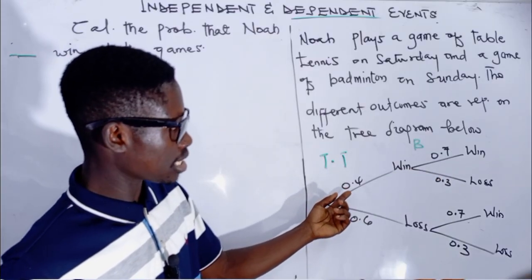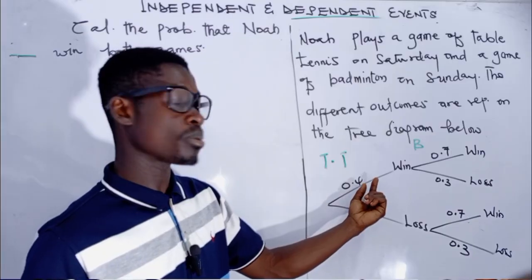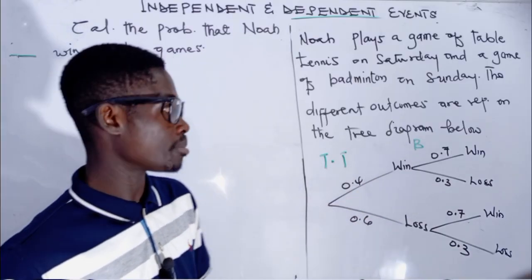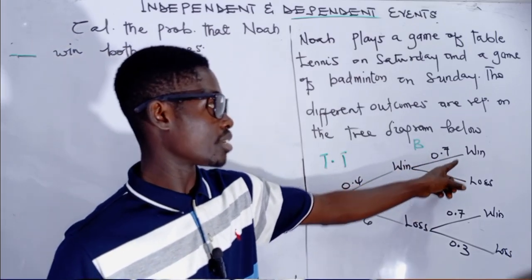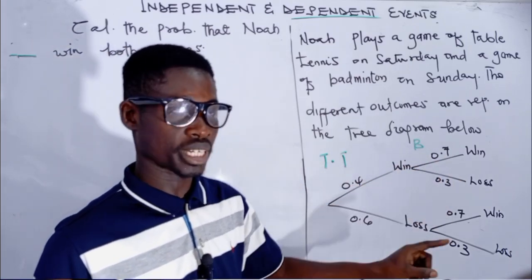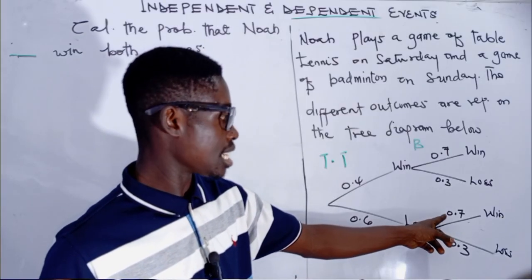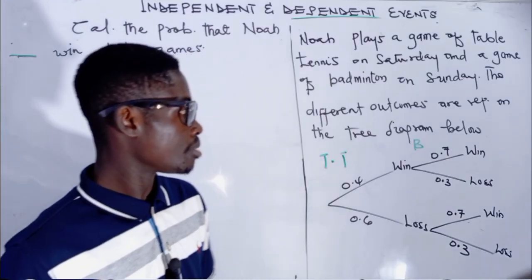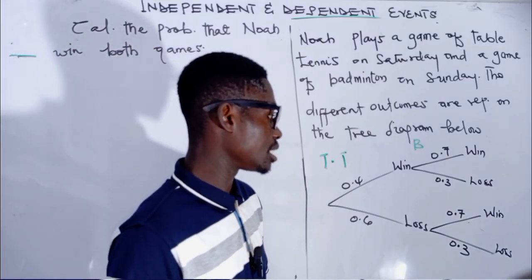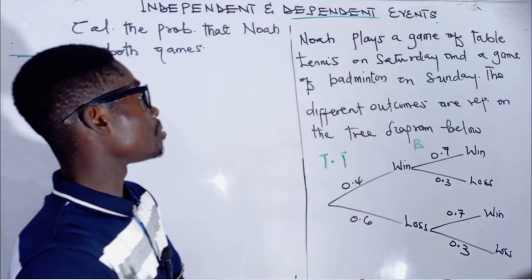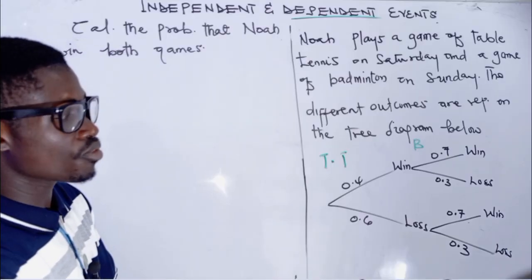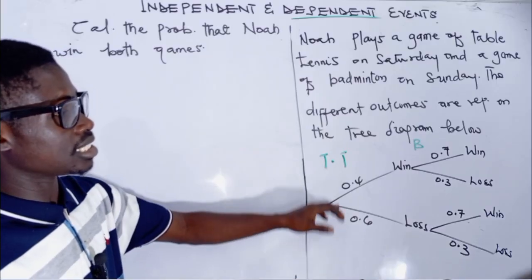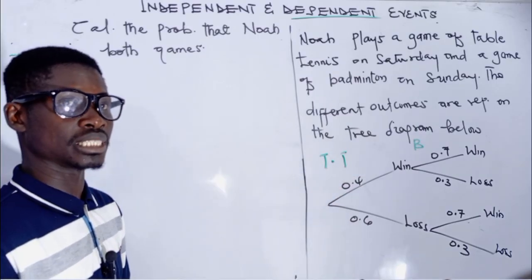With the table tennis on Saturday, we have 0.4 probability of winning and 0.6 probability of losing. And with badminton, the probability that he wins is 0.7 and the probability that he loses is 0.3. We want to find the probability that Noah wins both games.